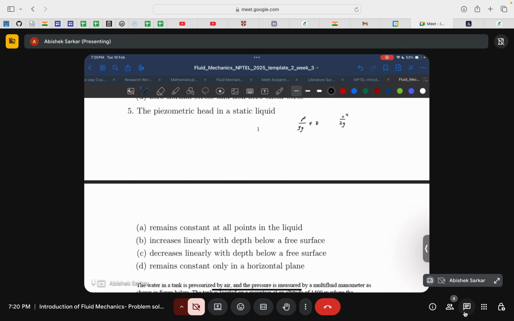The best practice is to just draw a diagram. Draw a diagram and try to find out, you already know this diagram. A and D are correct. Okay, A and D are correct.